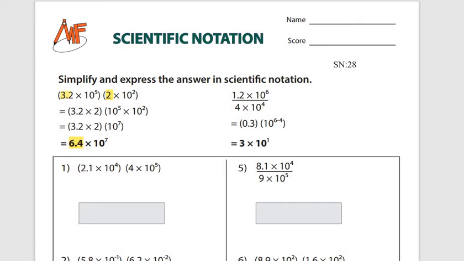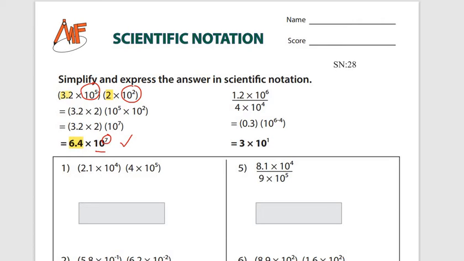Now, if you do remember the product property rule of exponents, if you are supposed to multiply exponential numbers with the same base, all you have to do is to copy the base, which happens to be 10 in this case, and then add the exponents. So 5 plus 2 equals 7. So that's how we get 6.4 times 10 raised to 7.